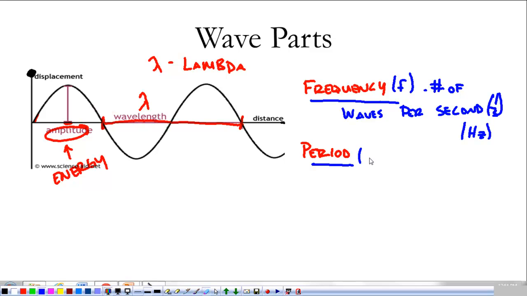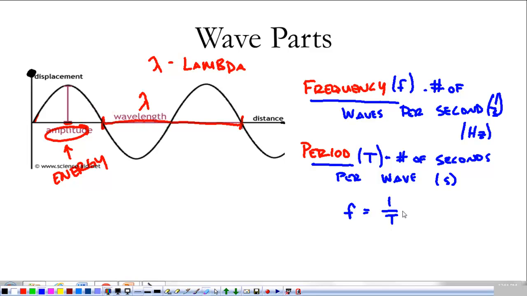Period is the inverse of the frequency. We use a T for that. I think it's a Latin thing. Period tells me the number of seconds per wave, and for the period, it's just telling you how long it takes for one complete wavelength to pass you by. It's measured in seconds because it's the number of seconds per wave. Now, our relationship between frequency and period is inverse. If I take and flip the number of seconds per wave, that's going to tell me how many waves go by per second.